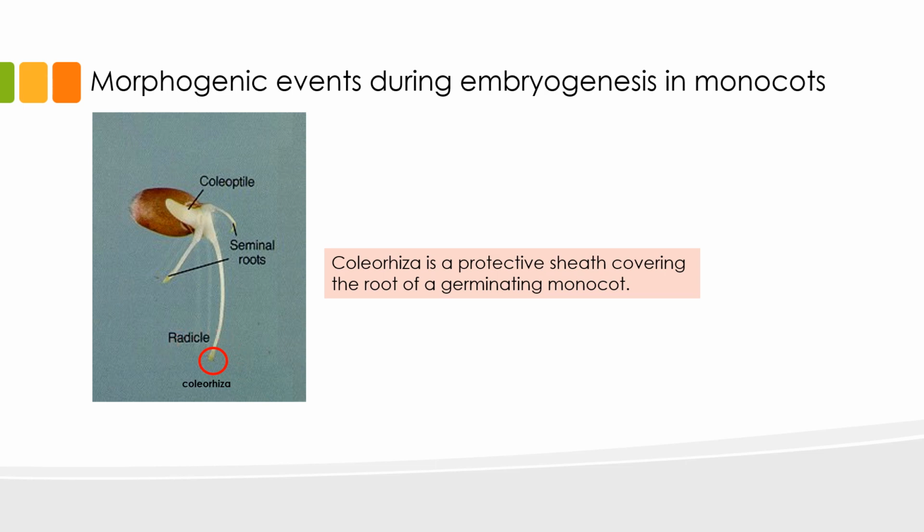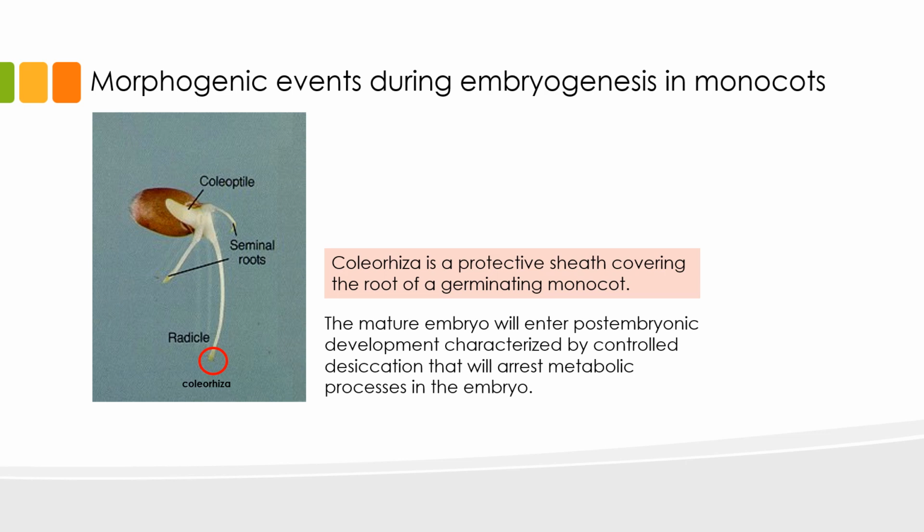After the embryo matures, just like in dicots, the mature embryo will enter post-embryonic development via a controlled process of desiccation. This drying event will put metabolic processes in the embryo in temporary arrest or suspension, effectively putting the embryo into a dormant state.